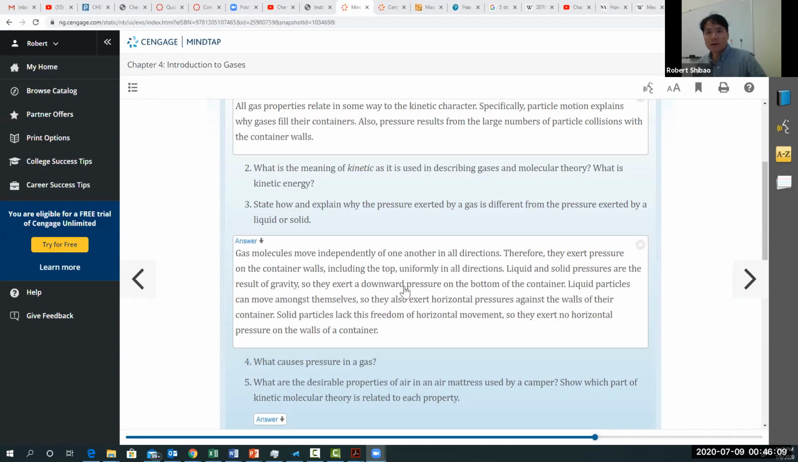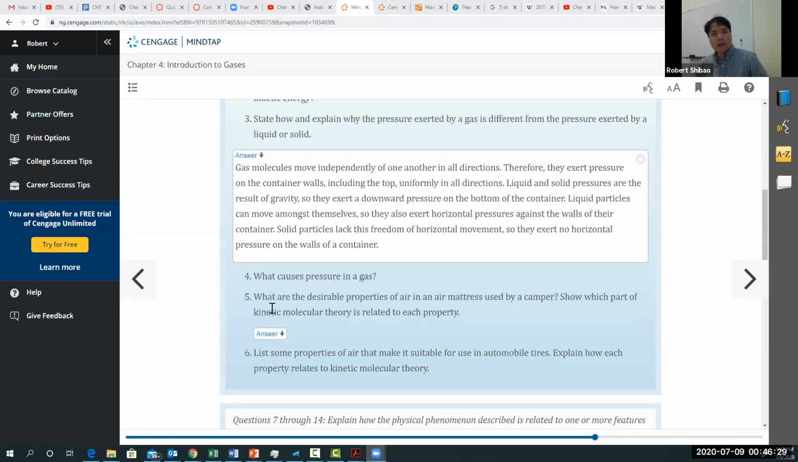Liquid and solid particles are a result of gravity, so they exert a downward pressure on the bottom of the container. Liquid particles can move amongst themselves, so they exert horizontal pressure against the walls of their container. Solid particles lack this freedom of horizontal movement, so they exert no horizontal pressure on the walls, just vertical pressure on the floor. What are the desirable properties of air in an air mattress used by a camper? Show which part of kinetic molecular theory is related to each property.